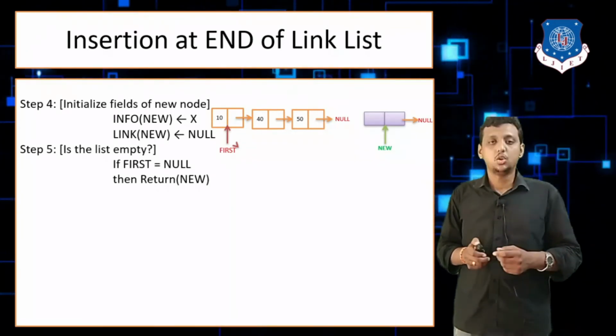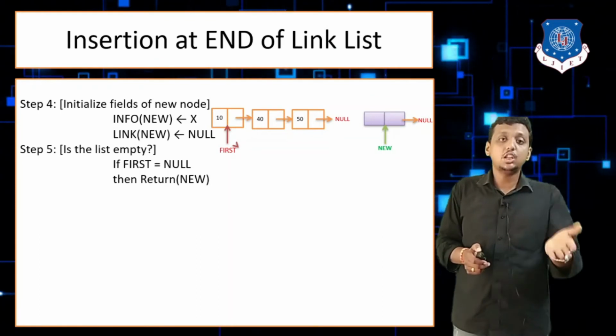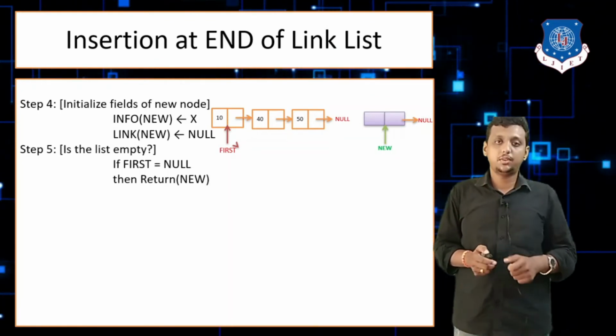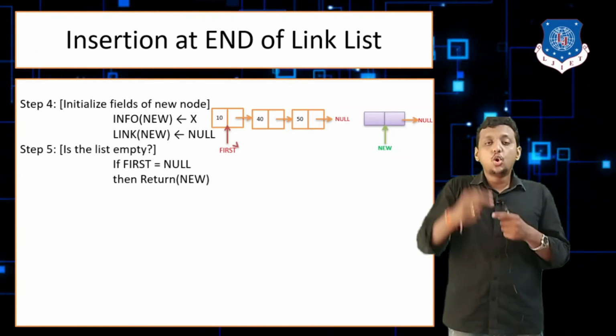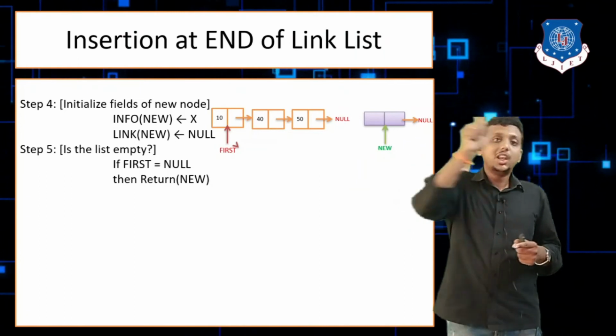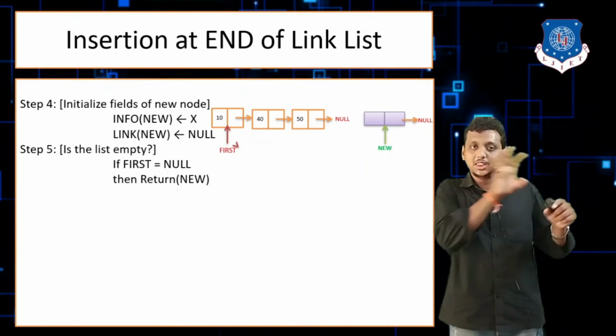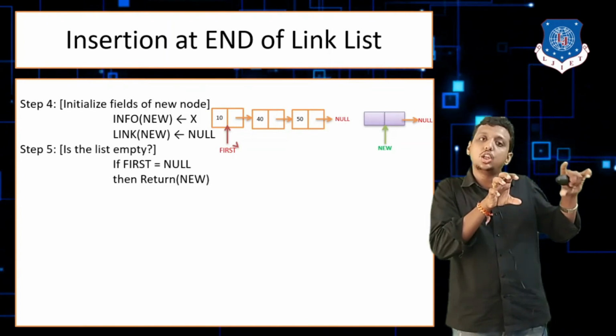No. Okay. So what to do? We need to assign a name. That means we need to assign a pointer to 50. So how to do this? You need to go from the first node of the linked list to the last node of the linked list, and then the link of the last node will connect to the new node.